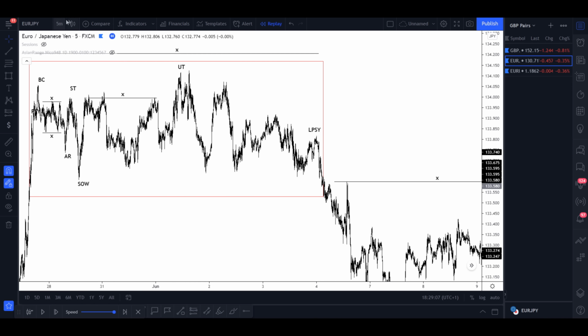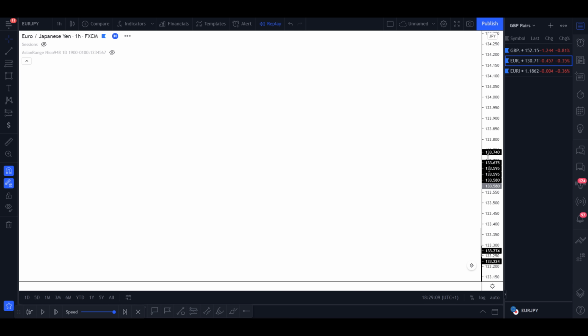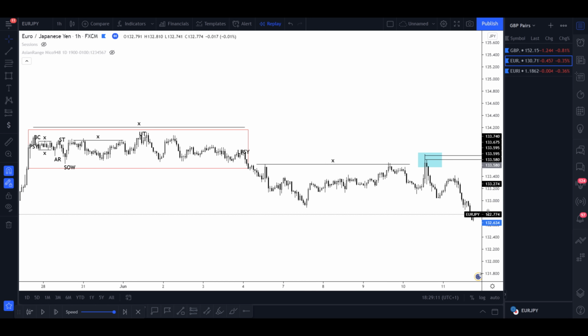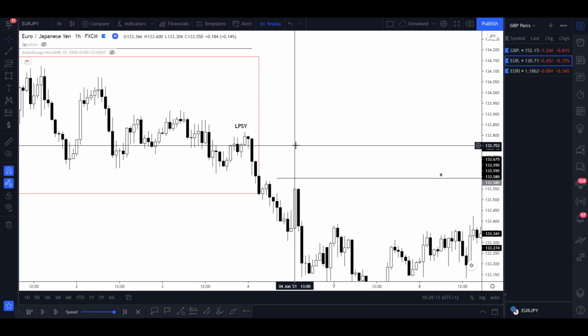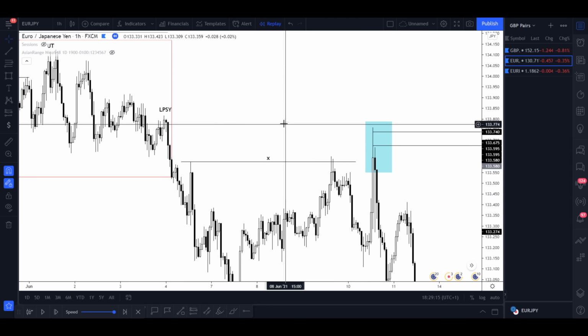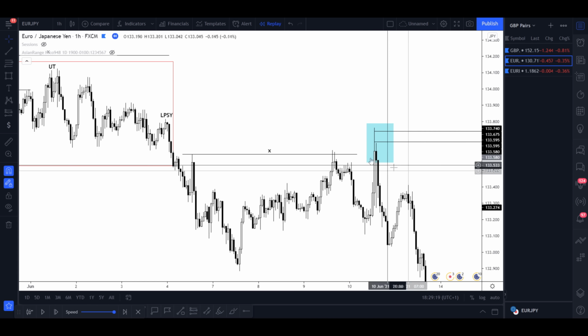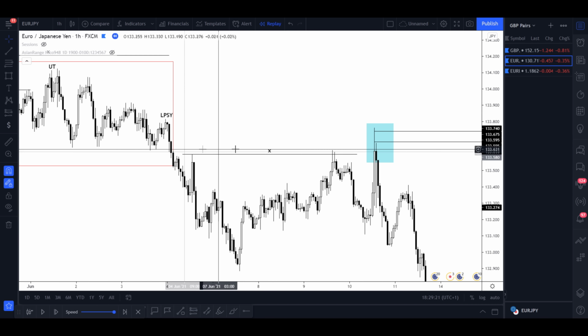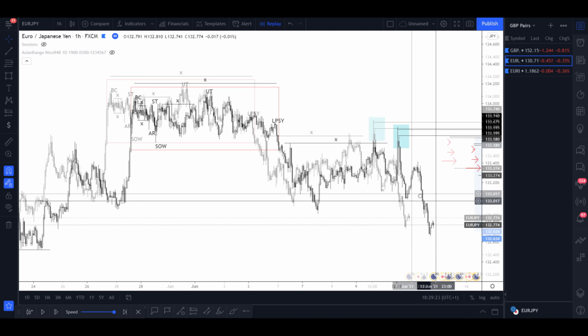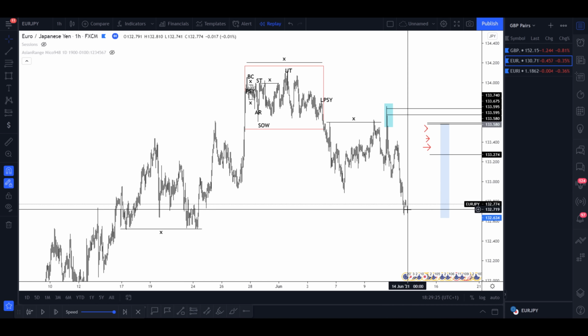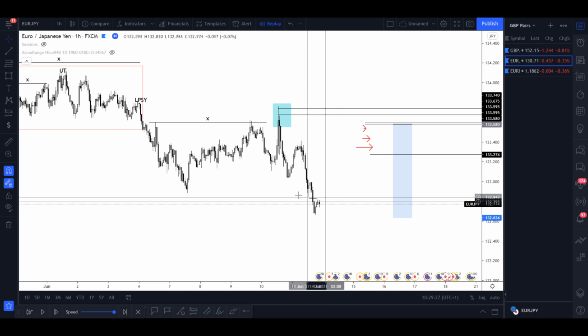Now, we had our LPSY on the higher time frames. Right, so we had our LPSY just over here. This is our last point of supply, and as you can see, price tapped in perfectly from here. Now, what's interesting about this move is it tapped into the LPSY, and then it cleared liquidity. And after that, we see that the market gave us a really deep, nice push towards the downside.